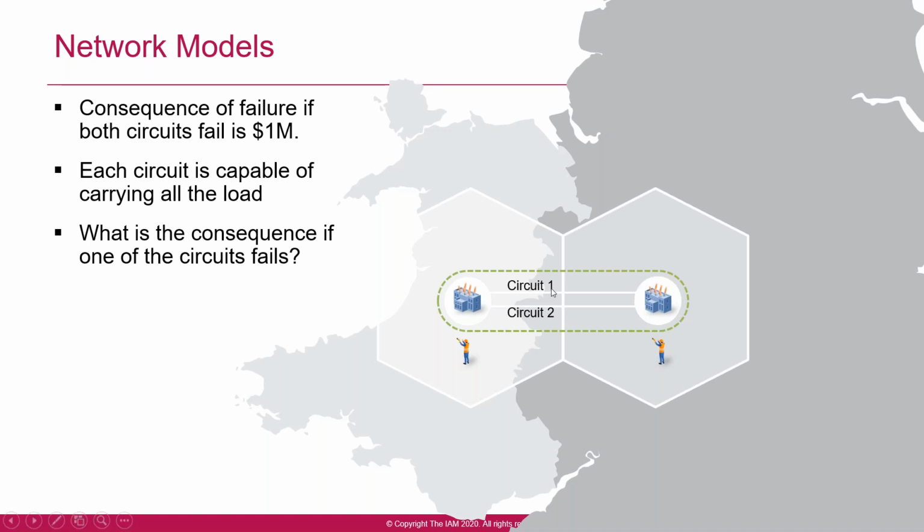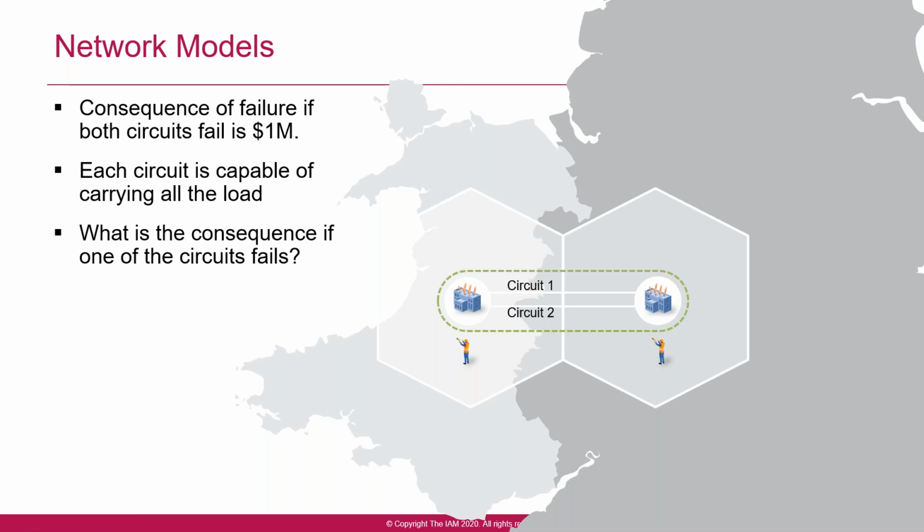But like many networks, we've got redundancy. And the fact is that if one of these assets fails, there's actually no consequence, as the other circuit's completely capable of carrying the load. So what is the consequence if one of them fails? I've seen models where people count it as $1 million, and I've seen models where people count it as $0 because nothing's going to happen.